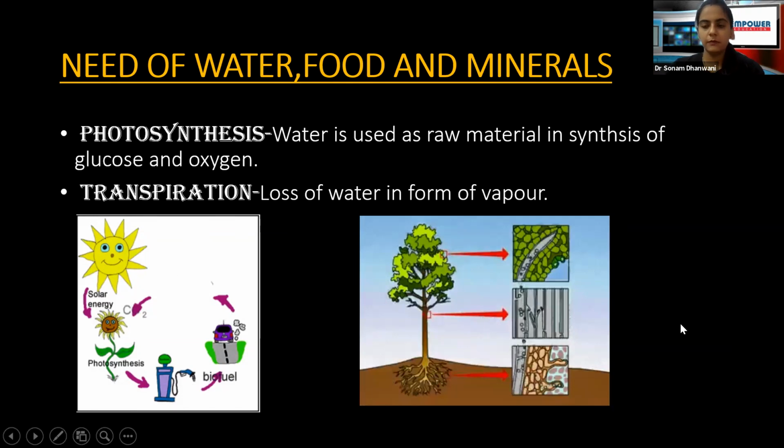Now, what is transpiration? Let me tell you, transpiration is a process in which water is getting evaporated from the trees or the parts of the plant in the form of vapor. We will be studying transpiration in detail in the next chapters. For now, just remember transpiration is the loss of water from the aerial parts of the plant, but in the form of vapor. Okay, so these are two important processes.